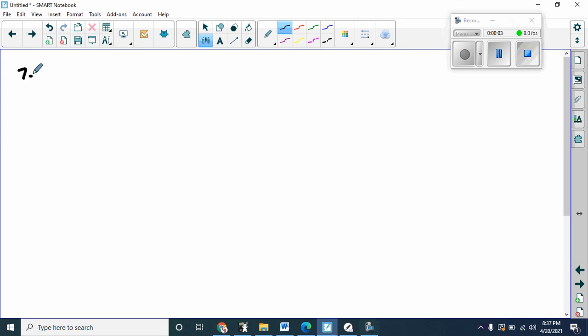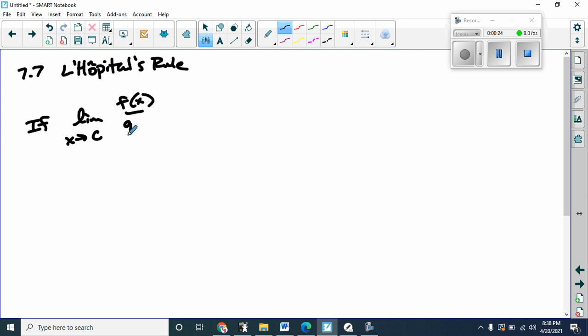These are notes from section 7.7, which is on L'Hopital's rule. It's got a little hat on the O here. It says if the limit as x approaches c of a quotient, f of x divided by g of x, is in indeterminate form, so you're trying to evaluate the limit, you plug in c, and you get indeterminate form.